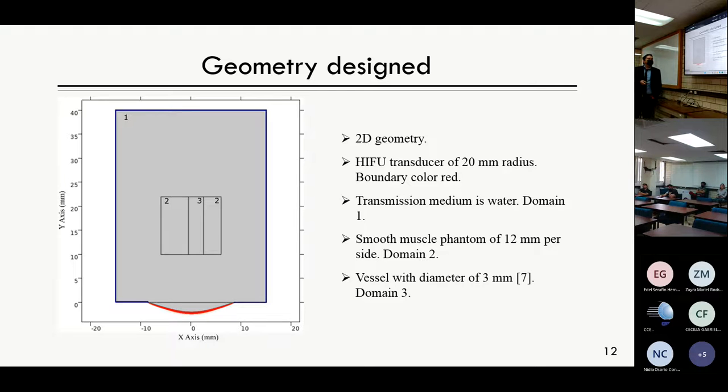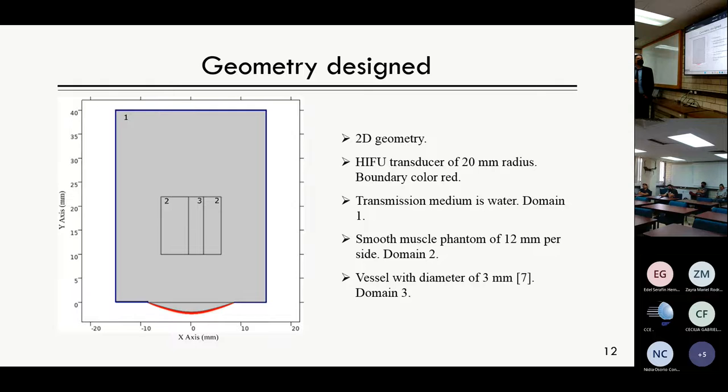We propose a geometry for the model, a 2D geometry design in which there are different components, starting with the hypotransducer boundary of 20 millimeter radius that is shown in the color red. The transmission medium that we selected is water, pointed with the number one. The square shown in the center of the figure is a smooth muscle phantom of 12 millimeters per side, pointed with the number two as domain two.